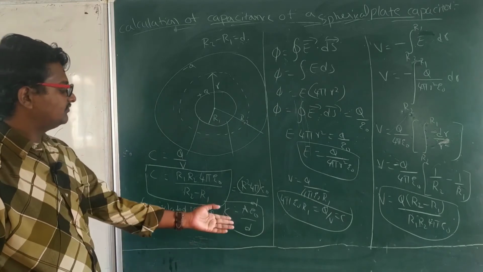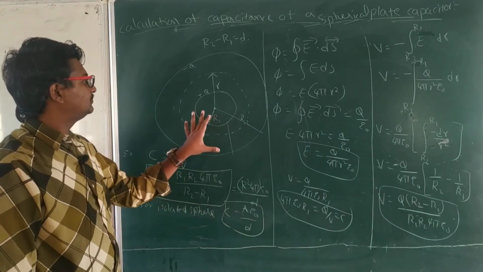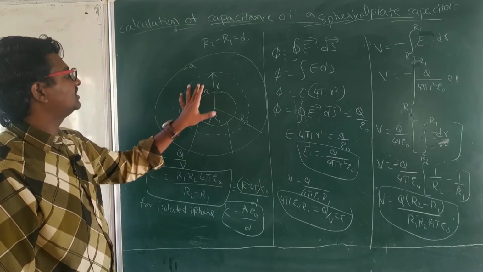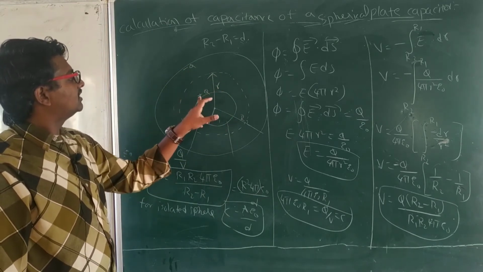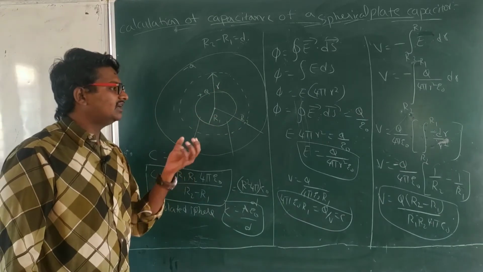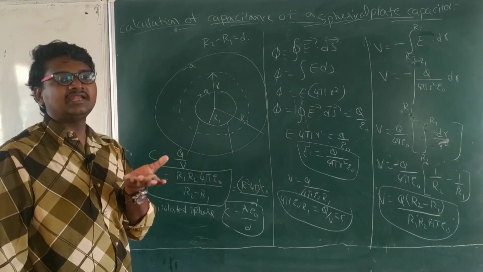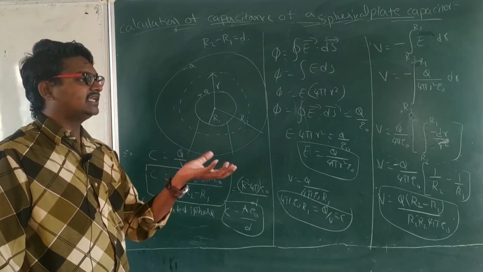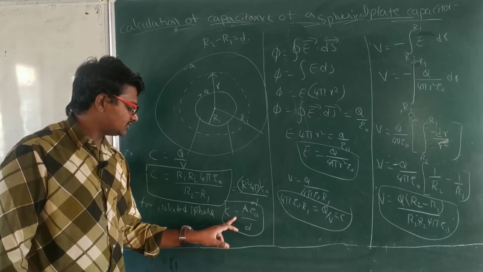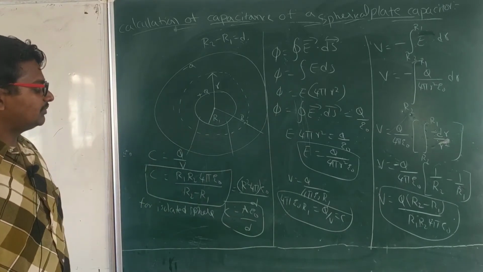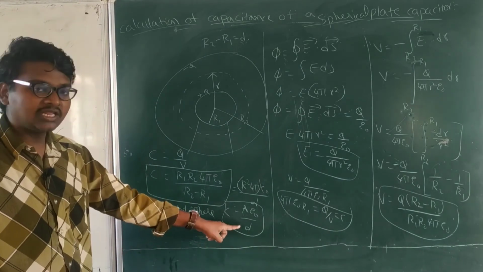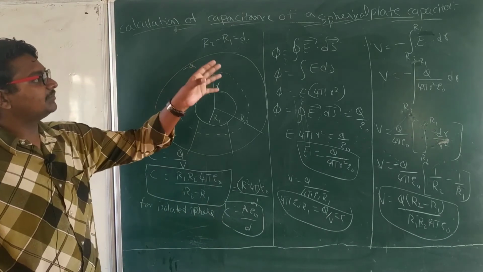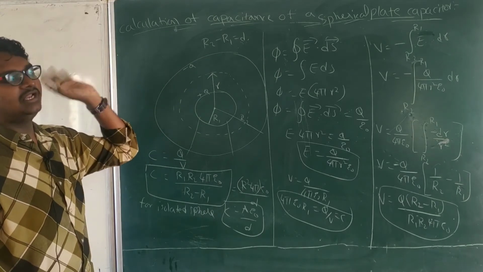This is the first case. Here we have simply considered R values to be very big. If R values are very big, the surface can be considered a normal plane plate, not a spherical surface. In such a situation C is equal to A epsilon naught by d, which is the parallel plate capacitor. This is all about calculation of capacitance of spherical capacitors as well as parallel plate capacitors.